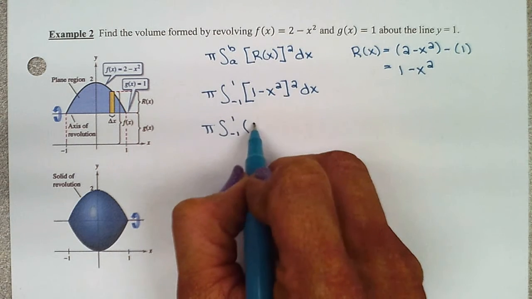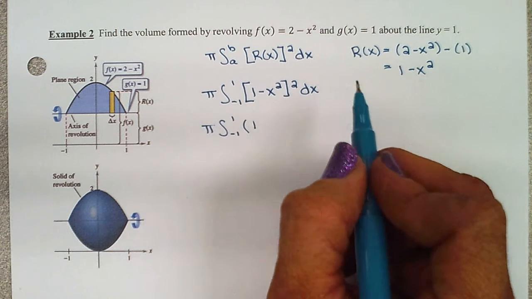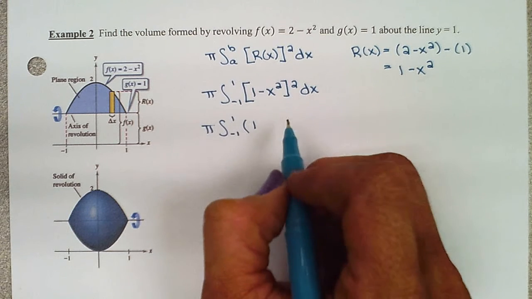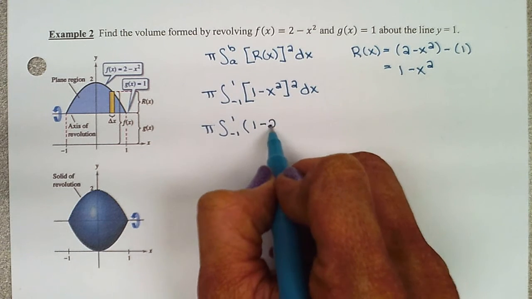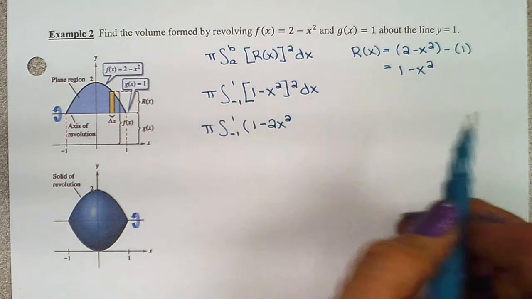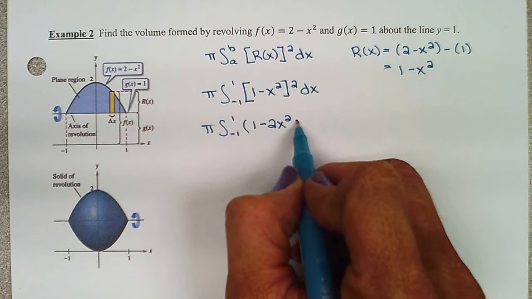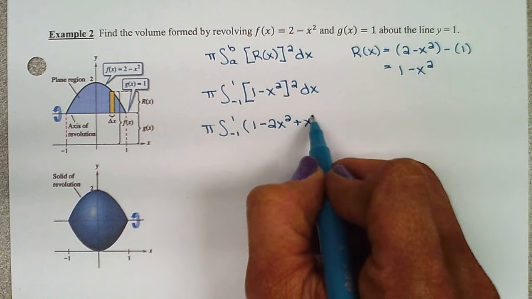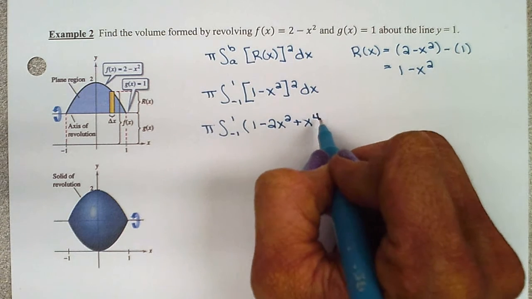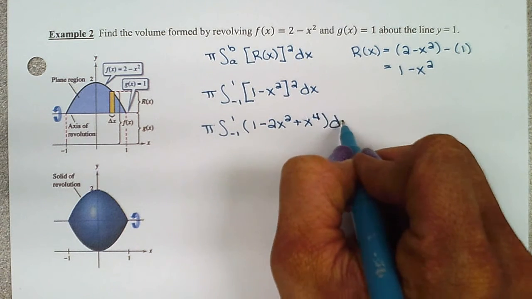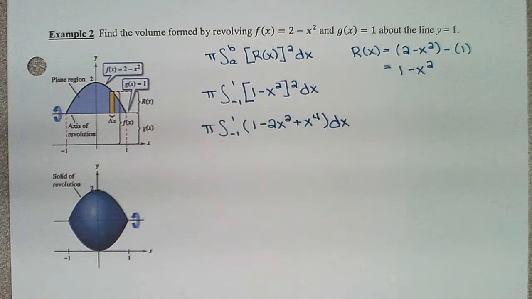So it would be a 1 times 1, which is 1. I'd have a 1 times a negative x squared, and then another 1 times a negative x squared to make a -2x squared. And then a negative x squared times another negative x squared is going to be a positive x to the 4th. And then dx.